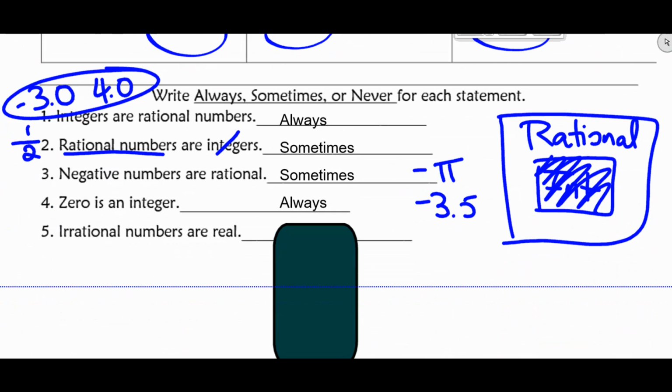And the last one, irrational numbers are real. Well, all the numbers that we're learning about for now are real. Irrational, rational, they're all real. So that is always going to be true.